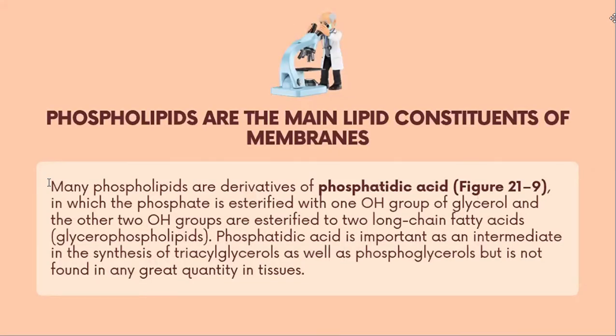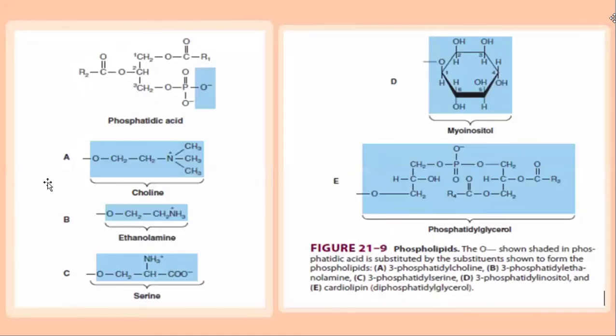Phospholipids are the main lipid constituents of membranes, so plasma membranes, cellular membranes. Many phospholipids are derivatives of phosphatidic acid, in which the phosphate is esterified with one OH group of glycerol, and the other two OH groups are esterified to two long-chain fatty acids, or glycerophospholipids. Phosphatidic acid is important as an intermediate in the synthesis of triacylglycerols, as well as phosphoglycerols, but is not found in any great quantity in tissues. So this one, kindly just remember this, because we will come back to this every now and then.